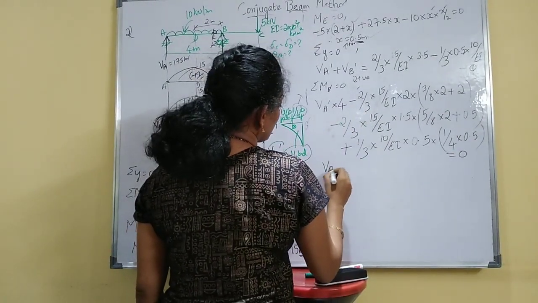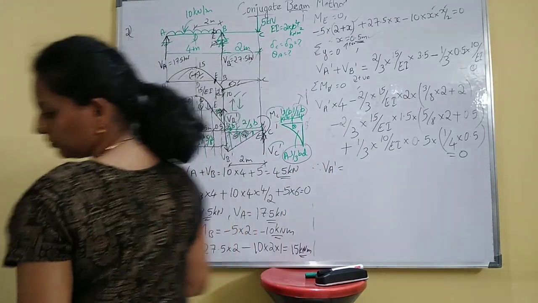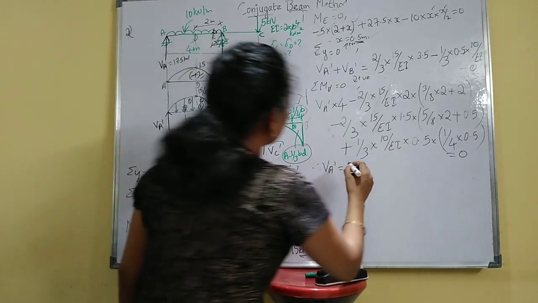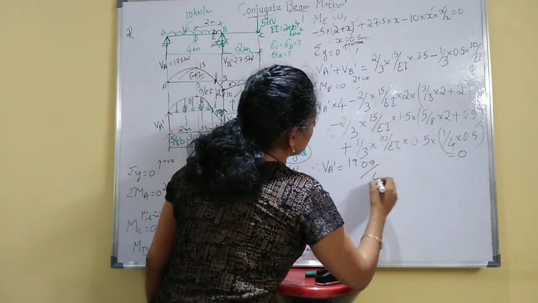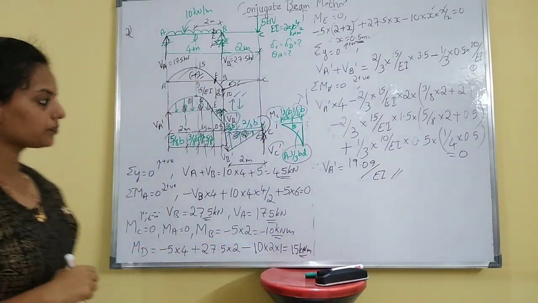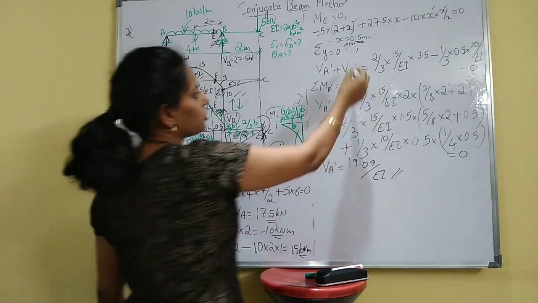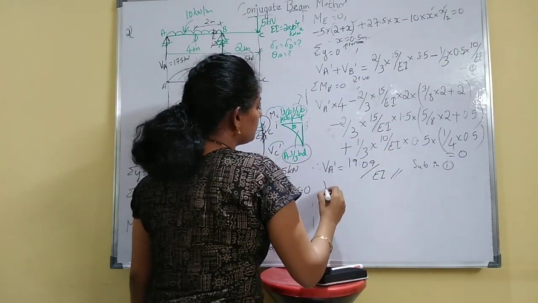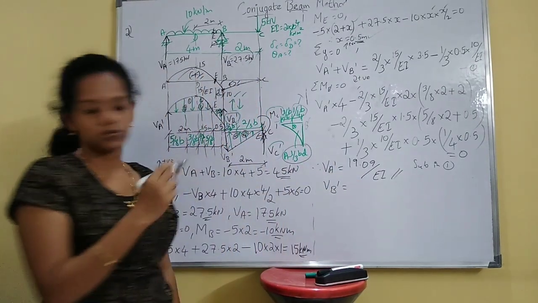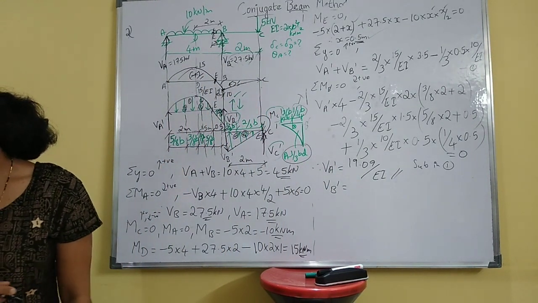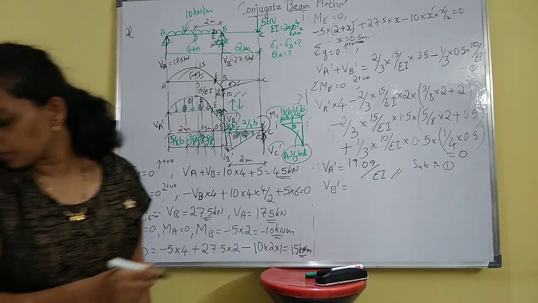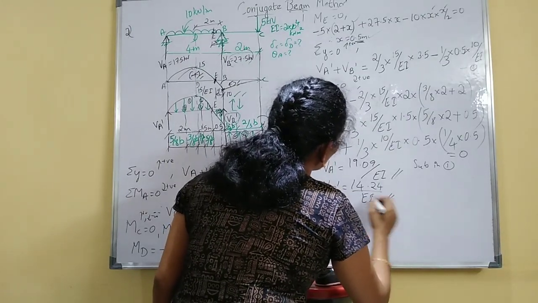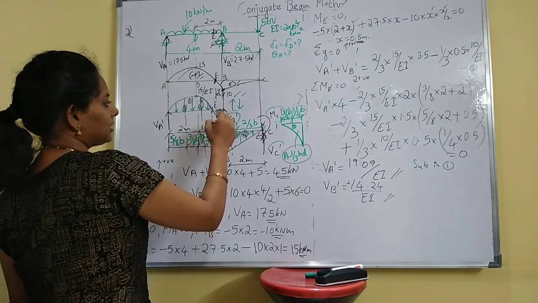Now calculate VA dash. VA dash is nothing but 19.09 by EI. Okay. Next, substitute here. Substitute in 1, you will get VB dash. Find out VB dash, substitute there and get the value. So VB dash is, you will get 14.24 by EI. Here you got positive value, so whatever you assume that upward is correct.